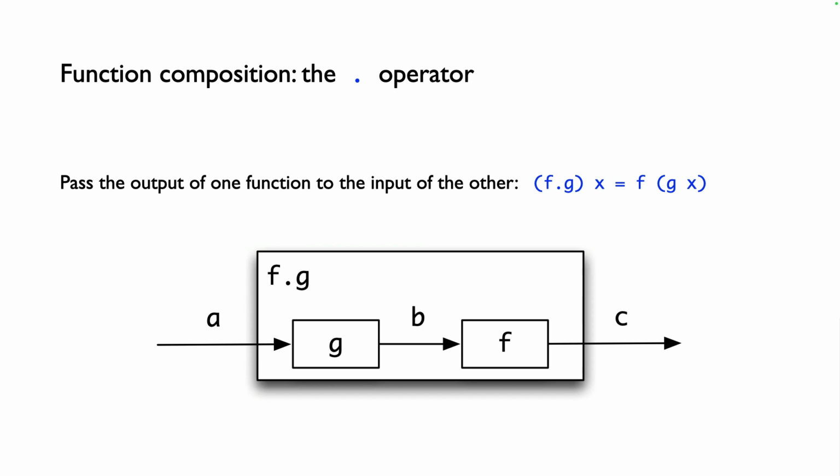So the first function to be applied is the one on the right of the dot. So f dot g of x is f applied to g of x. And you see that illustrated here. F dot g is the box, and inside the box you see the value going into g first, the output of that being fed into the input of f, and then the overall output being c.